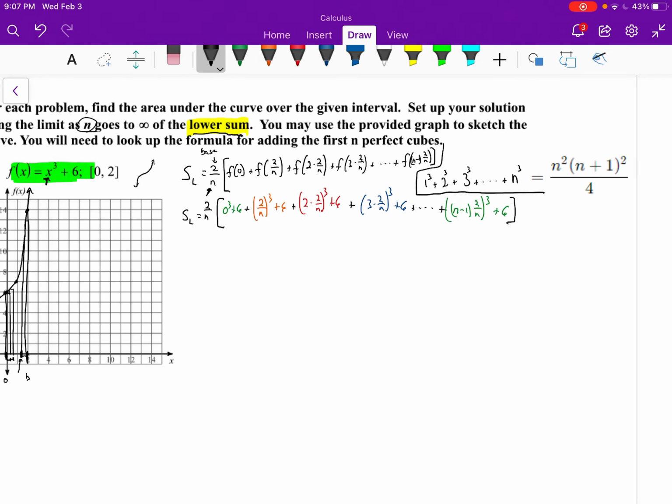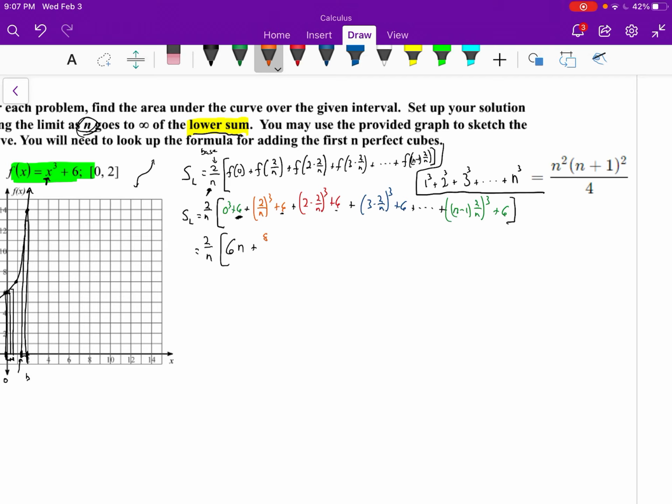We can work out a few things here. What we're going to do now is group all these 6's together. So how many 6's were there? Well, there's going to be n 6's because we have n rectangles. So this is going to be 6n, n being the number of rectangles, and we have n 6's. So we have that, and then we have all these cubes. And so I'm going to write all of these out here.